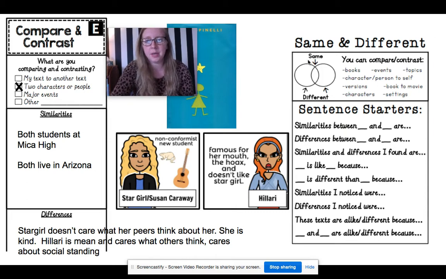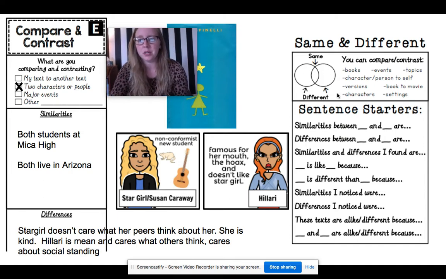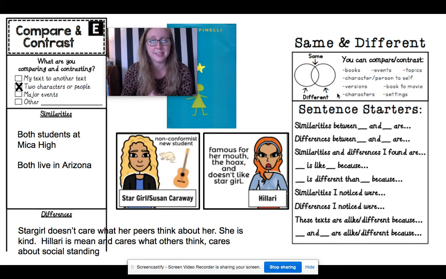Now, notice that we use this shape. It's called the Venn diagram. When we're comparing and contrasting, this is the normal kind of template that we use. You can compare and contrast a lot of things. You can do books, characters, the book to the movie, the settings. There's a bunch of different things that you can compare within a chapter book.